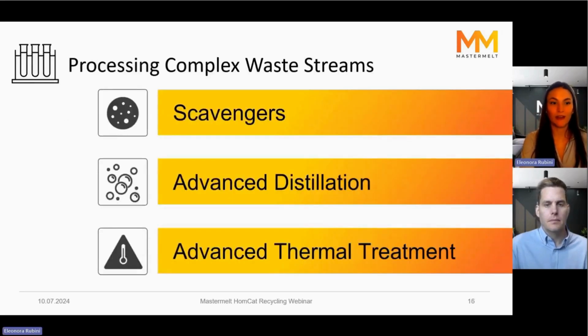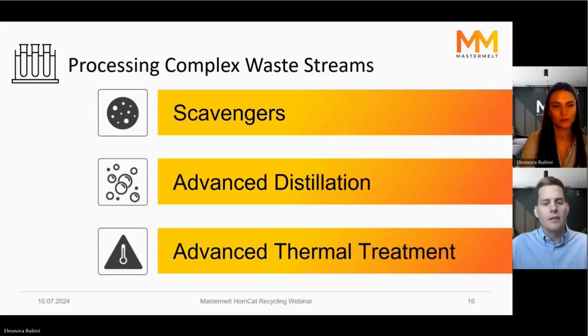So maybe now Adam can explain a little bit what the different processing streams are that we can use for these complex wastes. So the first question is how do we process a material? What technology do we use? Well, there's really three options here, three pillars that we all do in-house at Mastermelt. So the first one being the scavenger. We use some scavenger technology to absorb the PGM onto a solid scavenger medium, which we're then able to recover from. I'm going to talk in a bit more detail about each of these three in a second.